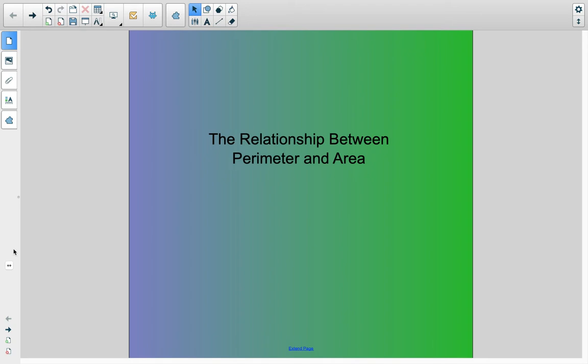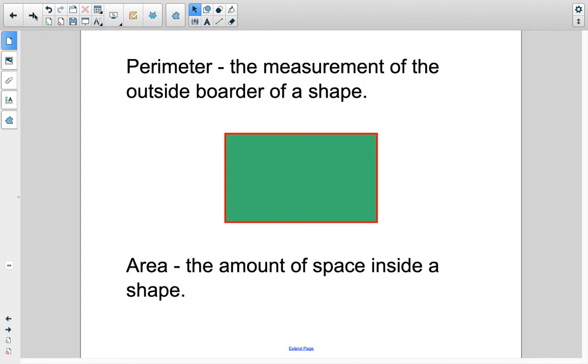Good morning. So today we're going to be looking at the relationship between perimeter and area. And I have to tell you, this is a bit of a tricky concept, but it's actually sort of cool the way it works. So let's do a quick review of what perimeter and area is.